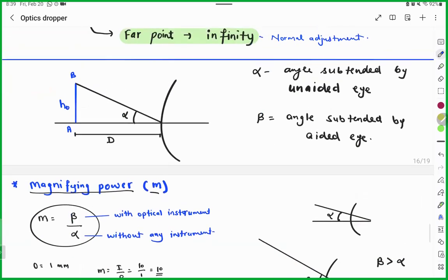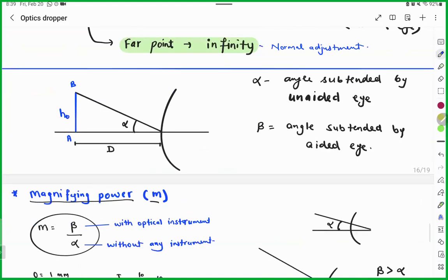Then we use two angles, one alpha angle with the object and beta angle with the image. Alpha angle with the normal eye and beta angle with the instrument. That's why it is called the aided eye, with some instrument. So the image will form mostly at the near point where we can see clearly, best vision at 25 centimeters.